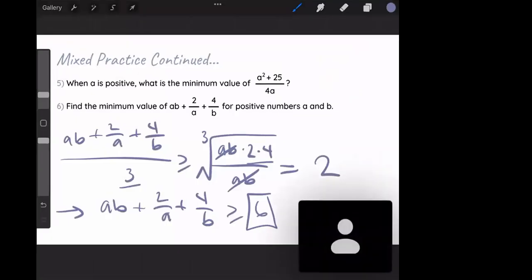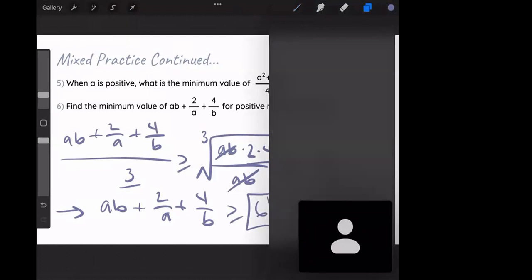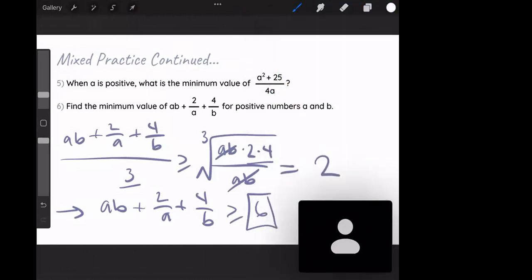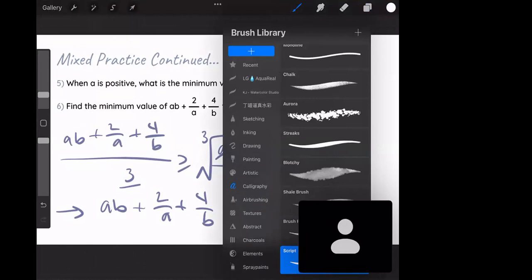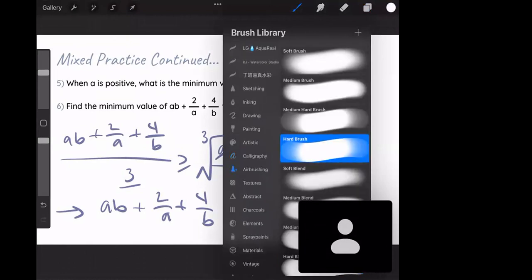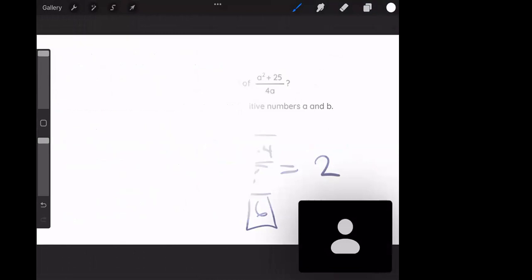Okay, so basically due to AM-GM inequality, x plus y plus z all over 3 is greater than or equal to the cube root of x times y times z. And we know that x times y times z is 27. So the cube root of 27 is 3. So x plus y plus z over 3 is greater than or equal to 3. And that means x plus y plus z is greater than or equal to 9.